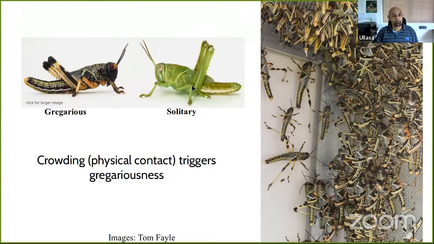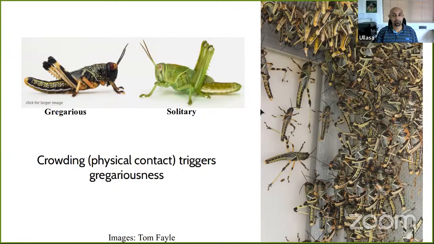When the densities go up, what happens is that they come in contact with each other. They come in physical contact with each other simply because of increased density. So they tend to touch each other, and that triggers a developmental change, and they end up becoming gregarious. Gregarious means group living. And the behavior changes, the hormone levels change, the physiology changes. There are several other changes. Their color pattern changes, and they become such a huge pest to humans. They congregate in large numbers and they start flying, and they feed on just about any plants they see, and they're a major pest in agricultural crops.